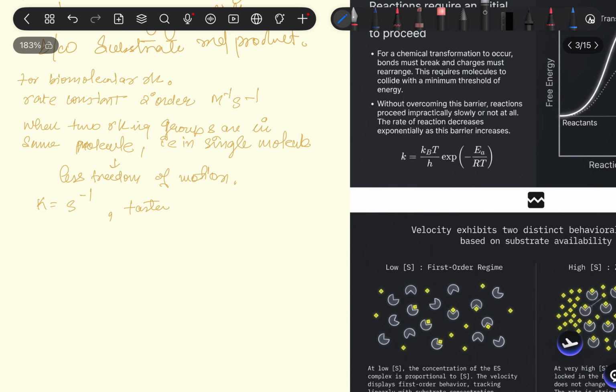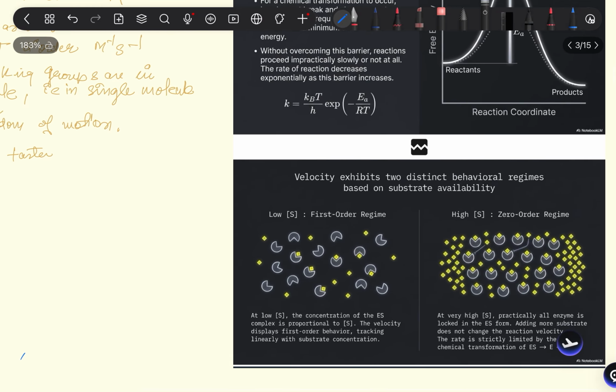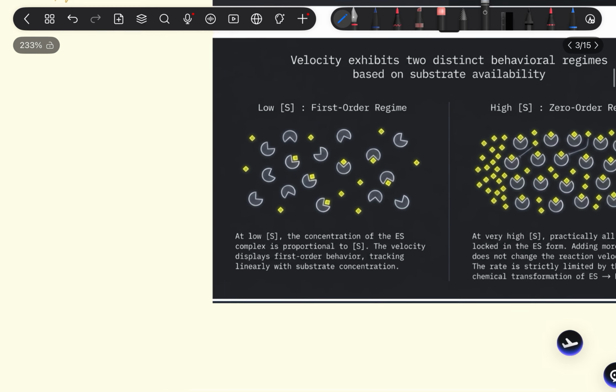Now, if there are two molecules in a bimolecular reaction, then the rate constant is second order. So it's very important that if there are two groups, three groups, then there would be less freedom of motion, and therefore that will somehow impact your spontaneity, right?